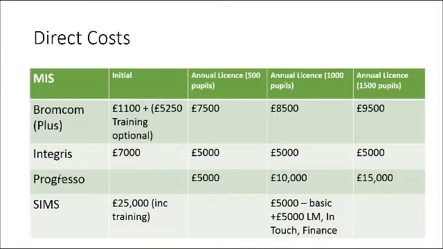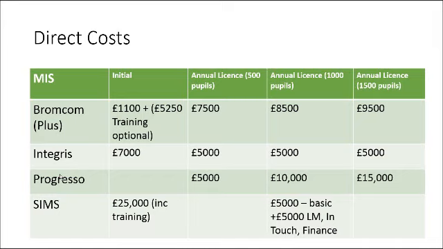Bromcom offered two packages, Standard and Plus. The extra features of the Plus package are the Behaviour module, Advanced Data Analysis, SMS and emailing to parents, and the Parent Portal. My guess is that most schools will consider these, especially Behaviour Management, essential, so I'm quoting here the Plus package figures. They are an initial fee of £1,100 with an optional £5,250 training package, and then for an average school of 1,000 pupils, an annual licence of £8,500.